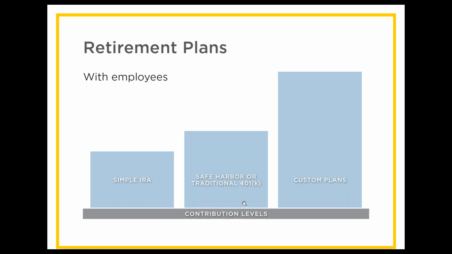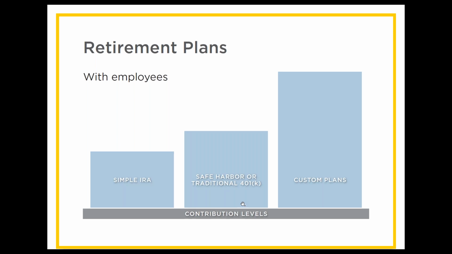So what if you have employees? That means you have options to be able to do the simple IRA. You can do a 401k, and that includes the safe harbor 401k. Or third, you have an option to customize a plan that's right for you and your business.